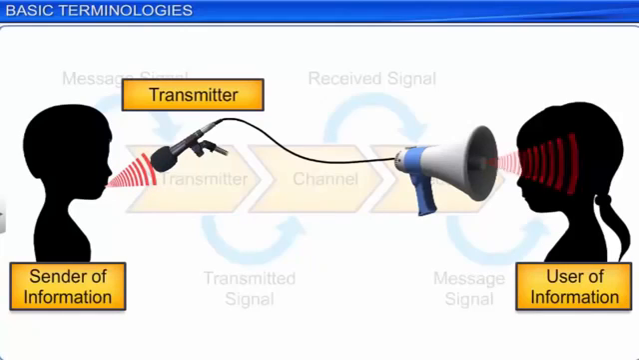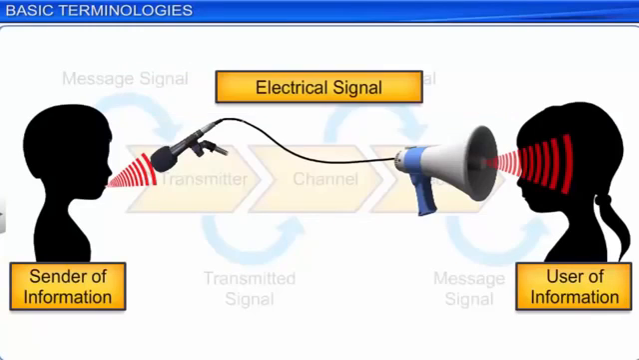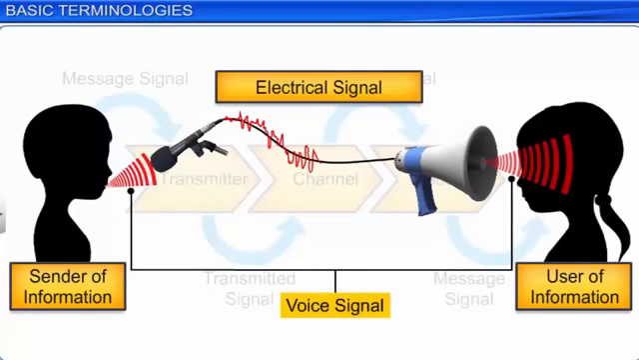The loudspeaker receives the signal from the wire and reproduces the voice. A device that receives the signal and reproduces the transmitted information in a recognizable form is called a receiver. Thus, the loudspeaker acts as a receiver. The message signal is in the form of voice and needs to be converted into a suitable form for transmission through the wire.